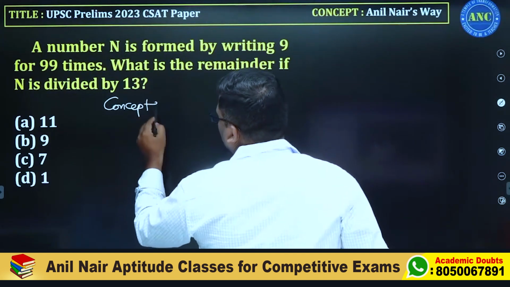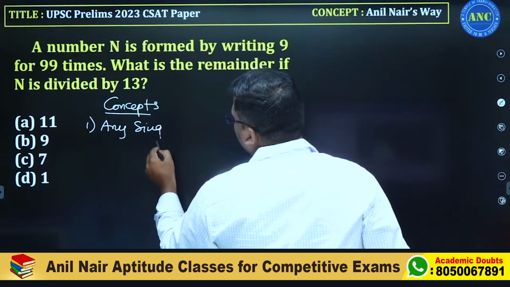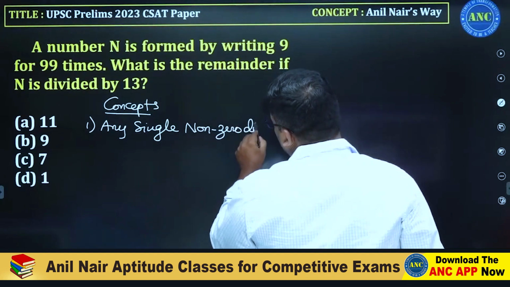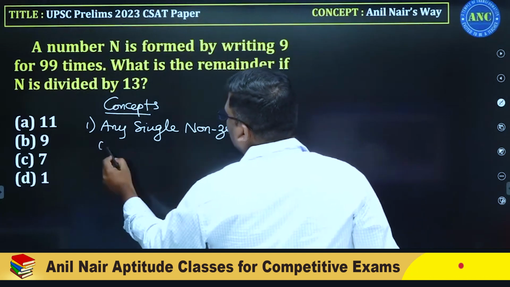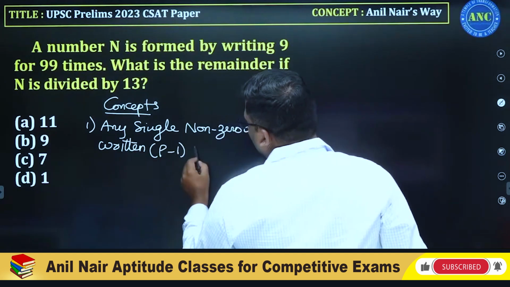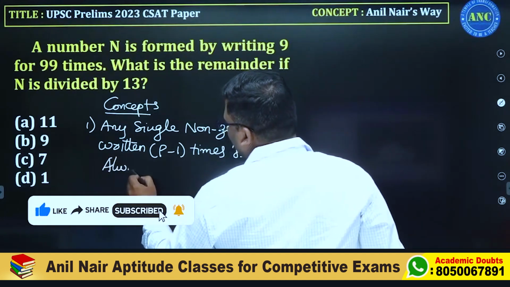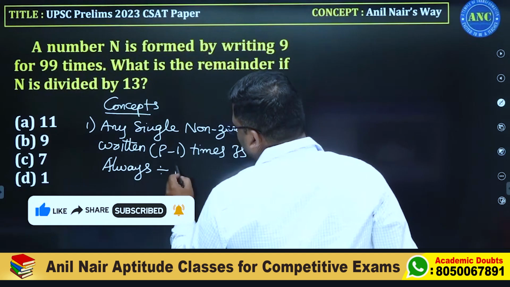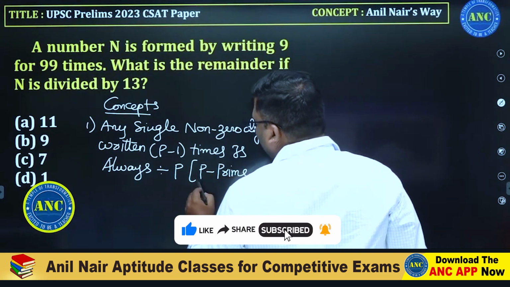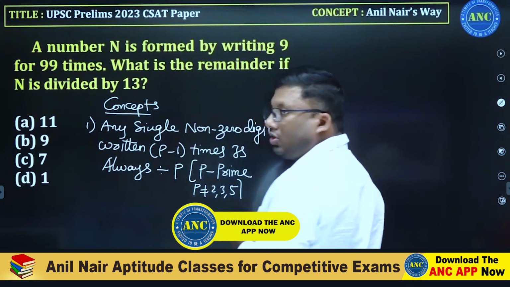First I will write: any single non-zero digit written p minus 1 times is always divisible by p if p is a prime number, p not equal to 2, 3 and 5.